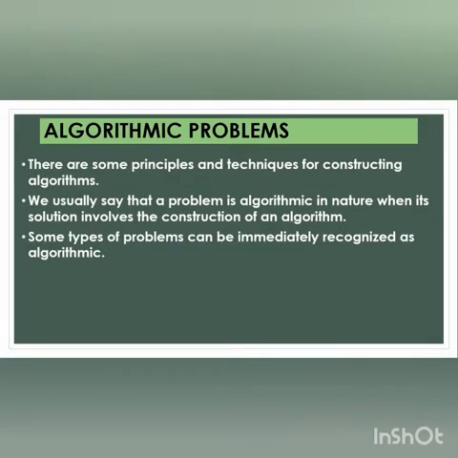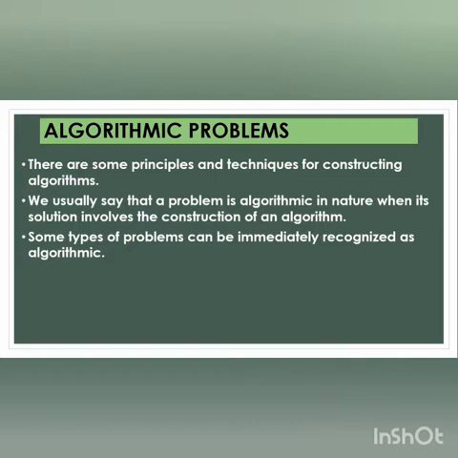Algorithmic problems. There are some principles and techniques for constructing an algorithm. An algorithm is a step-by-step procedure to solve a particular problem. Already we said that, right? So while constructing an algorithm, the user has to follow some principles and some techniques to accomplish a particular task. Then only we will get the desired output. So every problem is algorithmic in nature. To solve those problems, we have to construct an algorithm.